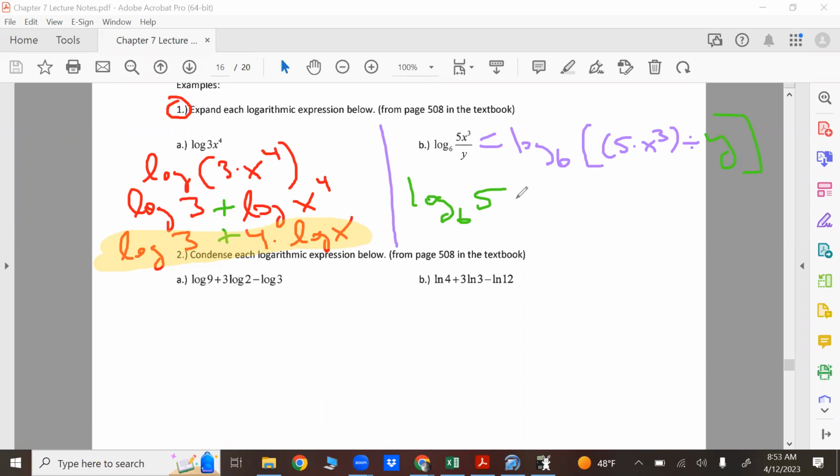So log base 6 of 5, and what comes after that? Then plus. Only x is raised to the power 3 though. 31? No, I'm not done yet. I was answering this question.